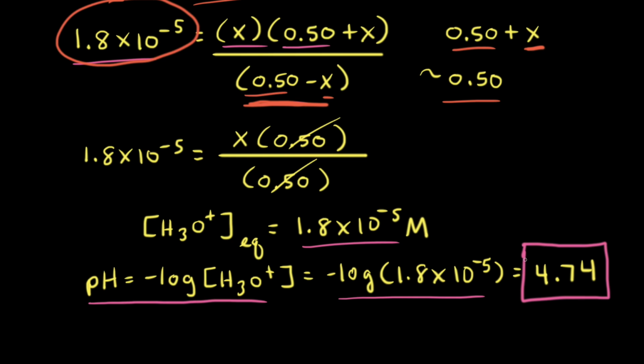So if you react a weak acid with a strong base and the weak acid is in excess, the pH of the solution will be less than 7. It will be acidic.